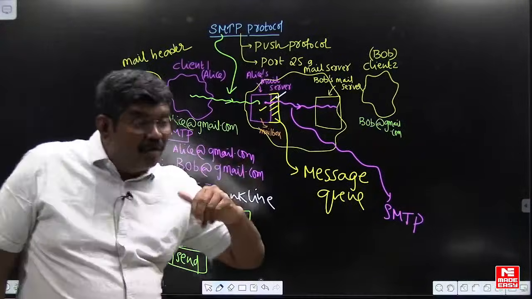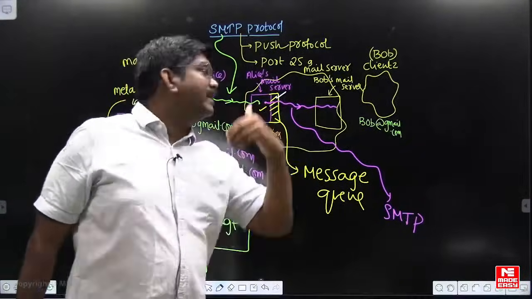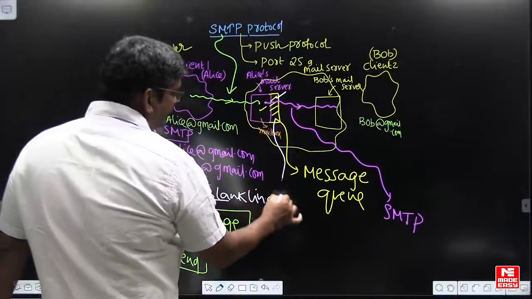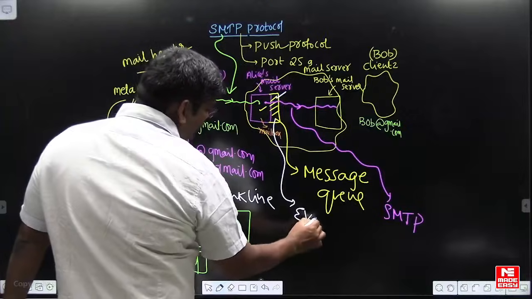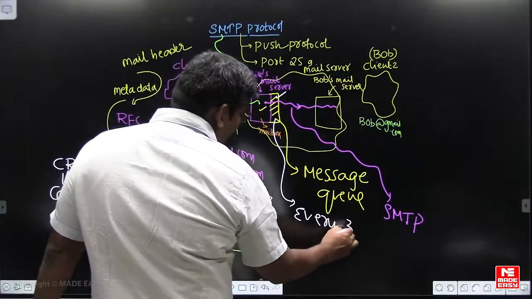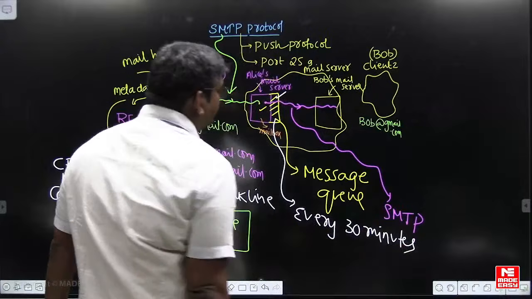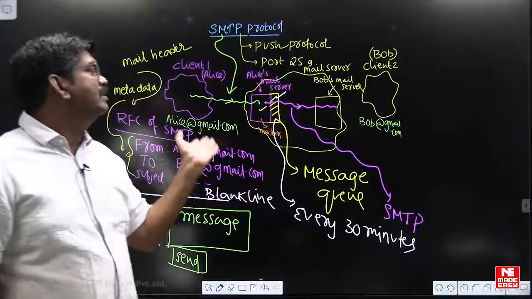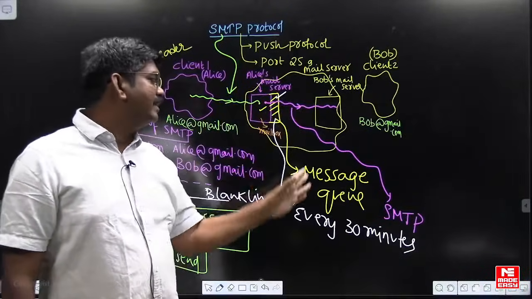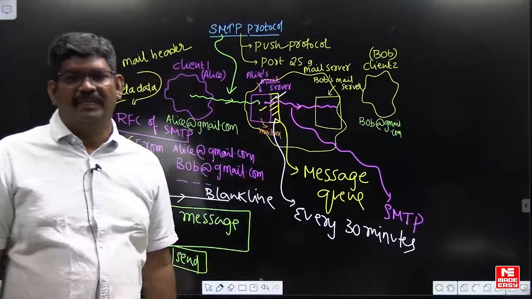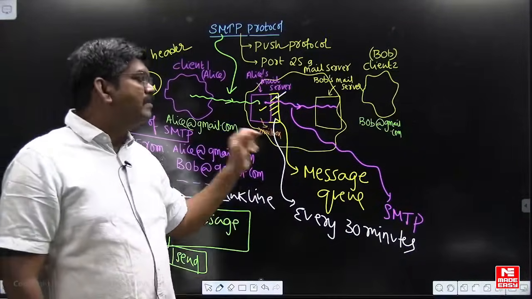This is one more question. Temporarily. Then after how much time will this mail be transmitted again to the Bob's mail server? The syntax tells us that generally after every 30 minutes, from the LI's mail server to the Bob's mail server via this message queue, the mail will be transmitted. So that is the main purpose of the message queue.